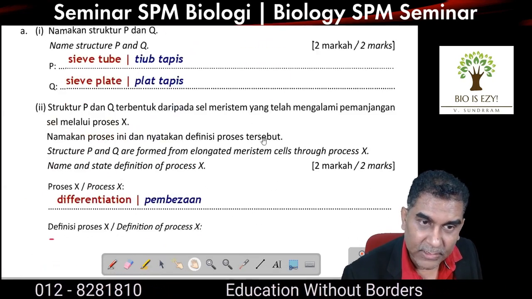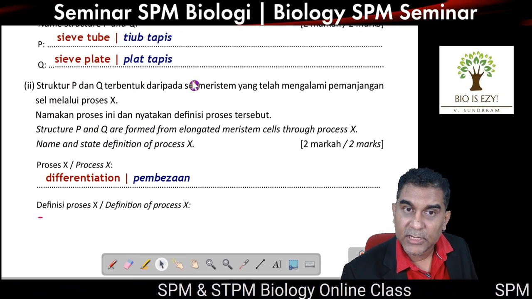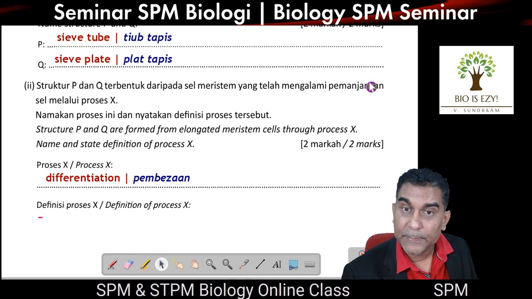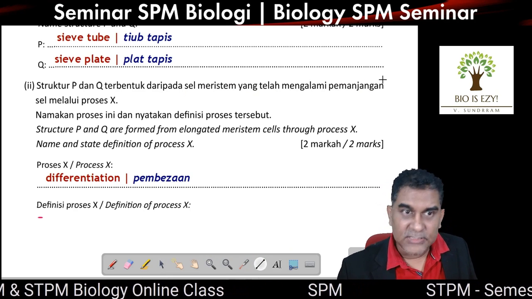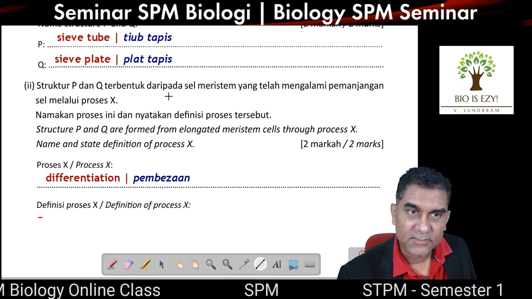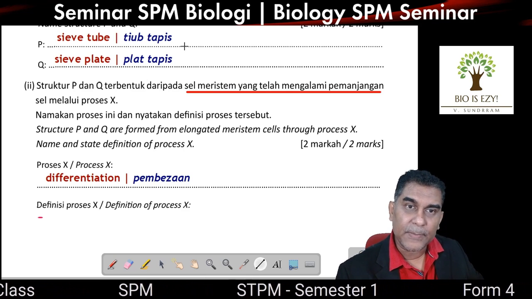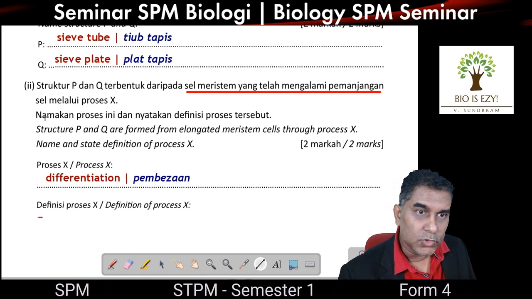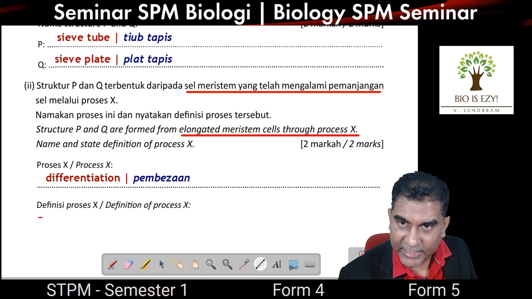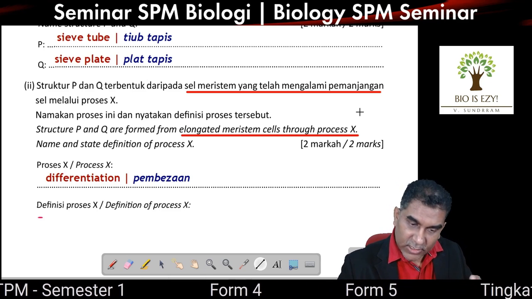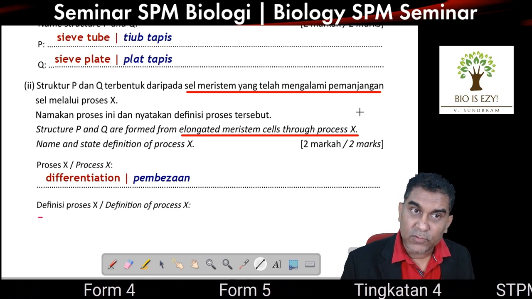Penyesuaian pertama, the first adaptation, even before that. Struktur P dan Q terbentuk daripada sel meristem yang telah mengalami pemanjangan. Maksudnya, sel meristem ini sudah memanjang. Selepas dia memanjang, dia mengalami proses X. Melalui proses X, tube tapis dan plat tapis terbentuk. So, the structures P and Q are formed from elongated meristem cells through process X. So, the meristem cell already became longer. After that, through process X, they form the sieve tube and sieve plate.